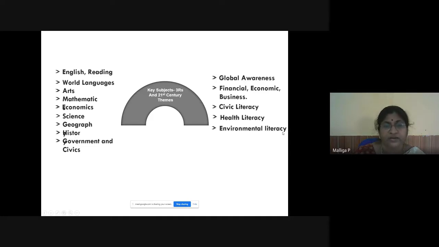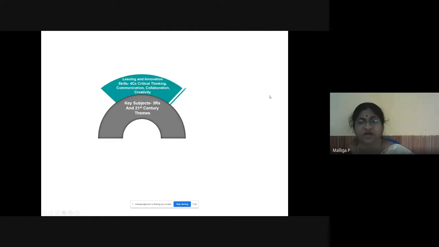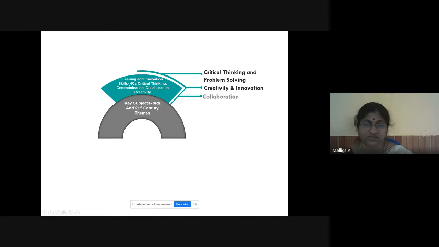If you look into any curriculum, or any core subjects, these 21st century themes will be there along with them. This alone is not sufficient. Apart from that, you should have the 4 C's. We call them the 4 C's, okay? If you look into this, the 4 C's are critical thinking and problem solving, creativity, collaboration, and communication. Many people have told communication skill, collaboration. That is also very important. Many of you told critical thinking, creativity, and communication.